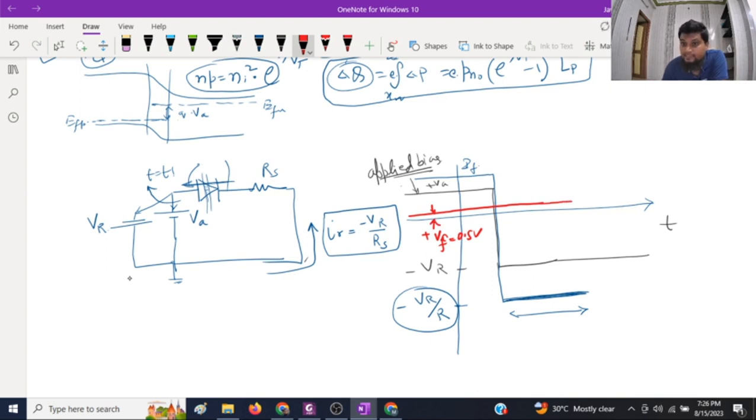Till when? Till the time all the storage charges are removed. When all the charges are removed, that means the junction has come to its equilibrium of the normal condition, but still it is not reverse bias. After that, suddenly the junction potential will change, and of course, depending on the resistance R, the voltage will be applied. This voltage will share some of the portion, and this resistor will share some of the applied reverse bias.